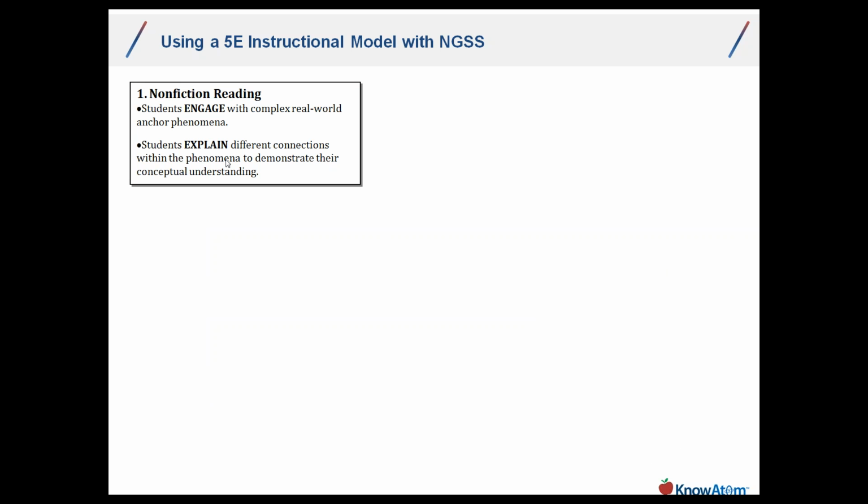So with nonfiction reading, what we're doing here is starting off an experience with the standards in a lesson, and the lesson takes place over multiple days. Engaging and explaining, engaging with a real-world complex anchor phenomenon, okay, through a nonfiction narrative, which students are then trying to explain through connections, okay? So it's that concept to concept, concept to self, concept to world connections with this real-world anchor phenomenon. So that's the purpose. Why would anybody care about this?